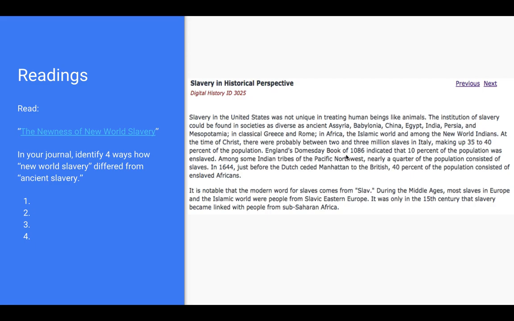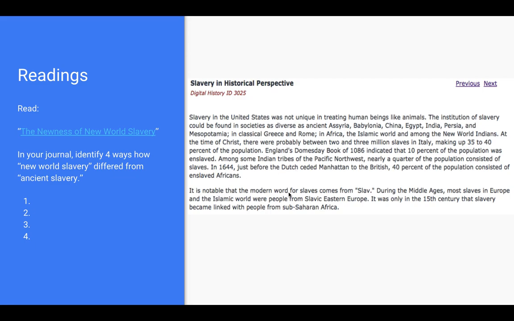England's Doomsday Book of 1086 indicated that 10% of the population was enslaved. Among some Indian tribes of the Pacific Northwest, nearly a quarter of the population consisted of enslaved labor. In 1644, just before the Dutch ceded Manhattan to the British, that's in New York, 40% of the population consisted of enslaved Africans. So that's just Dutch holdings that were in the middle colonies.